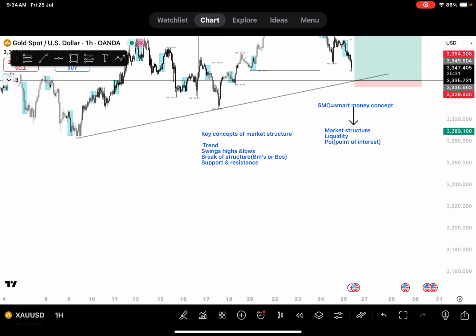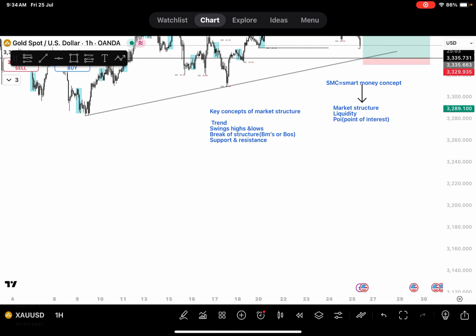Now, talking about swing highs and lows, I've already taught you guys that when I was explaining the higher highs and higher lows for the upward trend and the lower lows and lower highs for the downward trend. You understand? No need to explain that again for you guys. So this other one here is break of market structure.